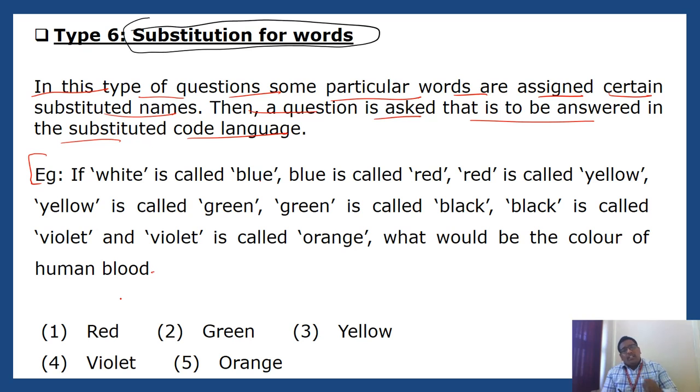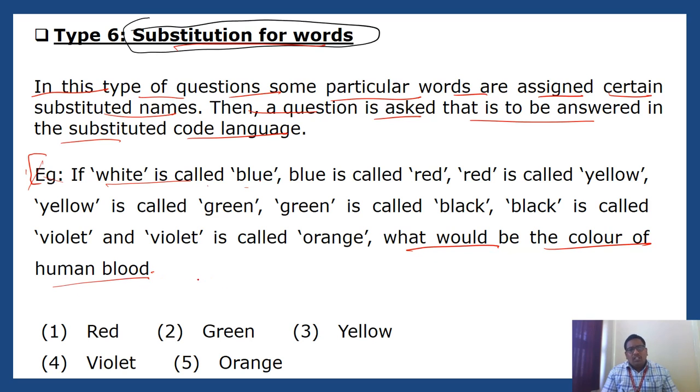So when you try reading this, you'll enter into some other world where all it's confusing, clumsy, but it looks fun reading this kind of question. But my suggestion, by reading the first 3-4 words, you'll get a clarity. This question is from substitution for words. So what I would recommend is never read the question. Whenever you get a clarity that this is from this topic, directly jump to the last sentence. What is the last sentence? What would be the color of human blood?